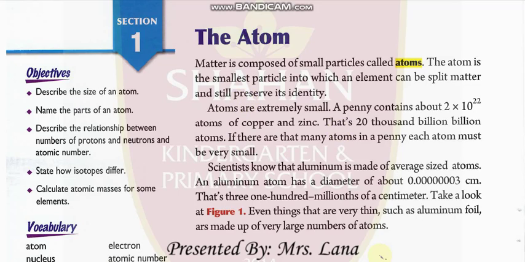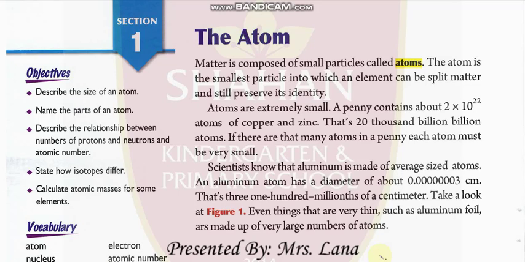Matter is composed of small particles. As I said, all the things around us in our life are composed of matter because it takes up space. So matter is composed of small particles called atoms. The atom is the smallest particle into which an element can be split and still preserve its identity.